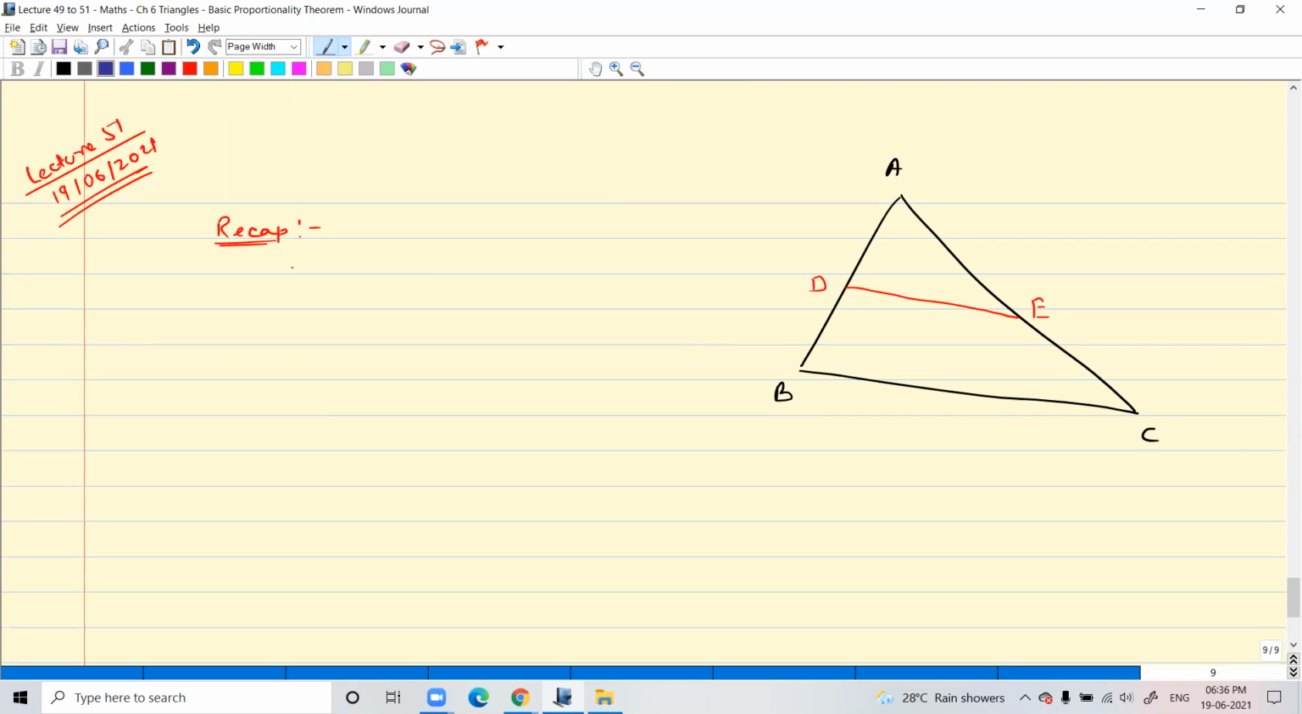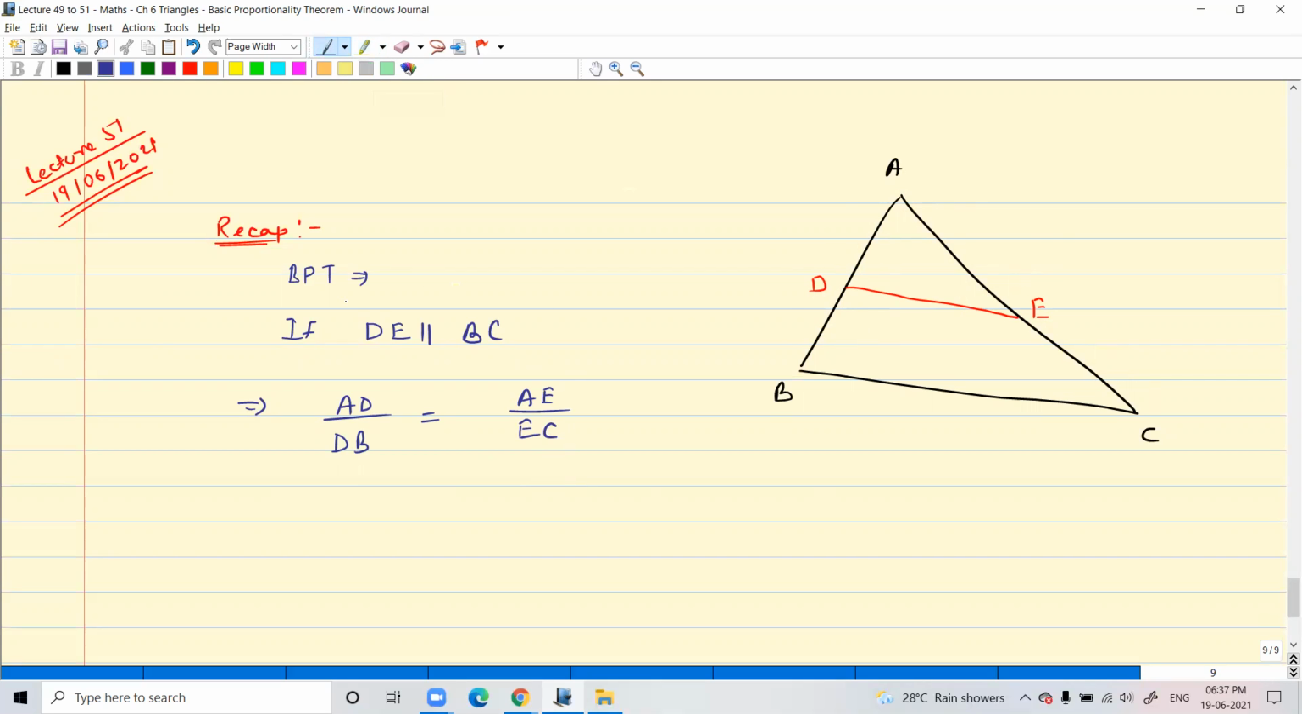So the basic proportionality theorem says that if DE is parallel to BC, then AD by DB is equal to AE by what? By EC. Yes, very good. AE by EC. The ratio of these two sides is equal to the ratio of these two sides. Remember, they are not equal, just the ratio of the two sides are equal.